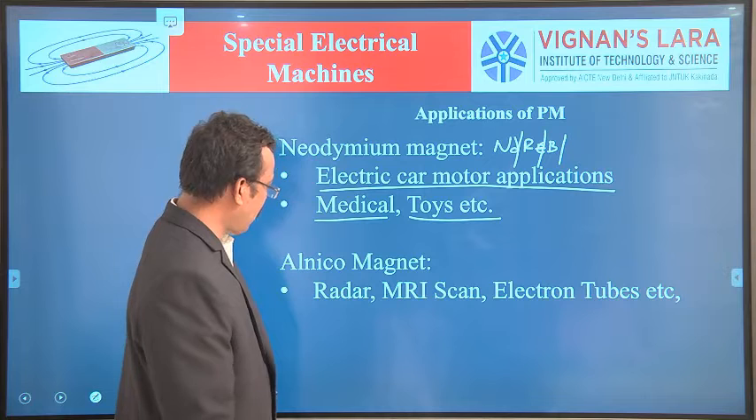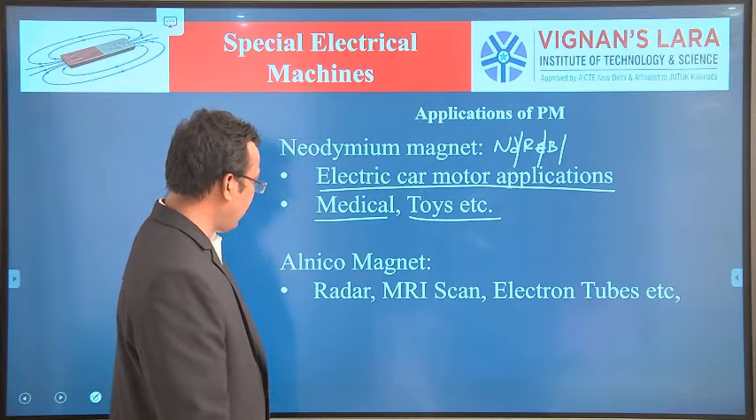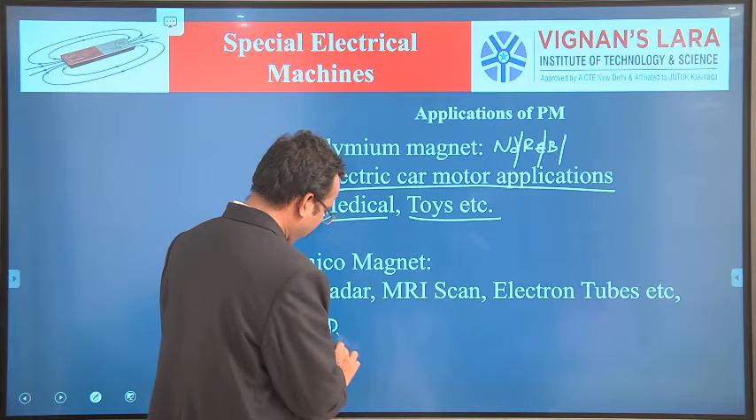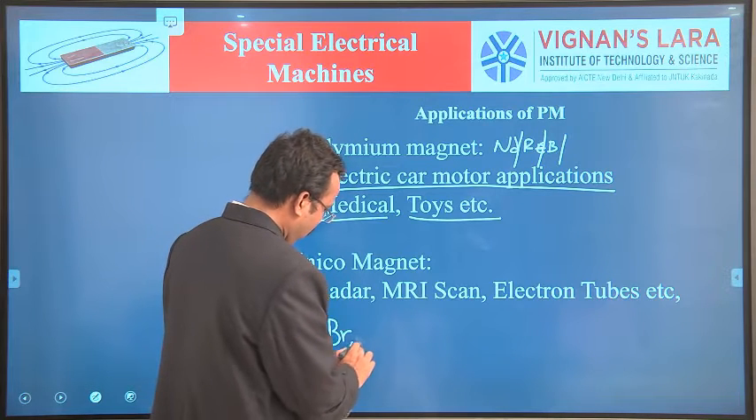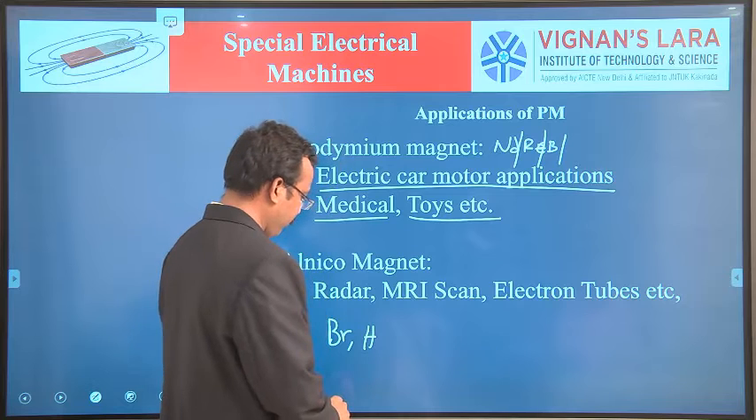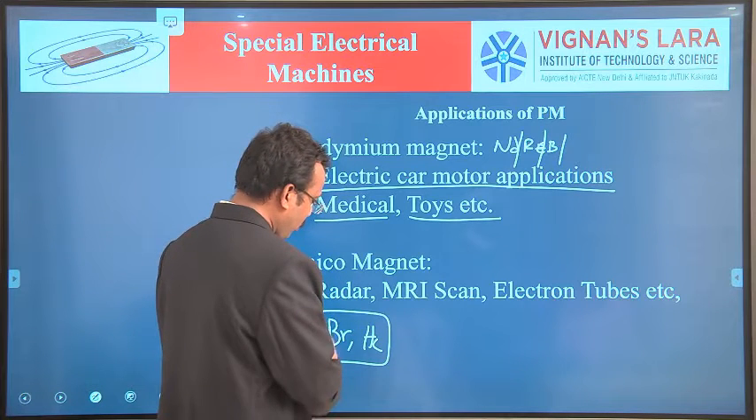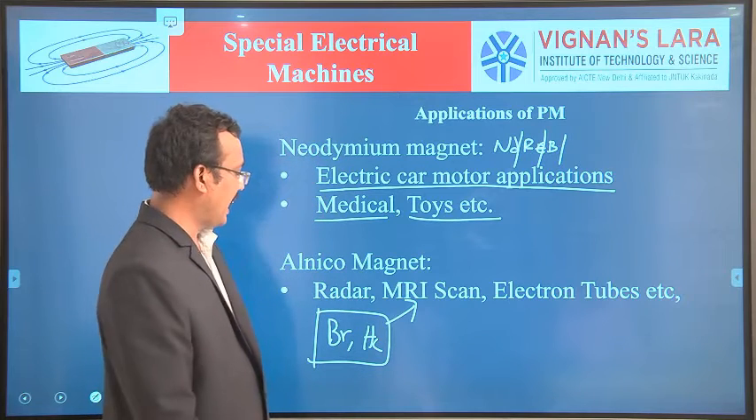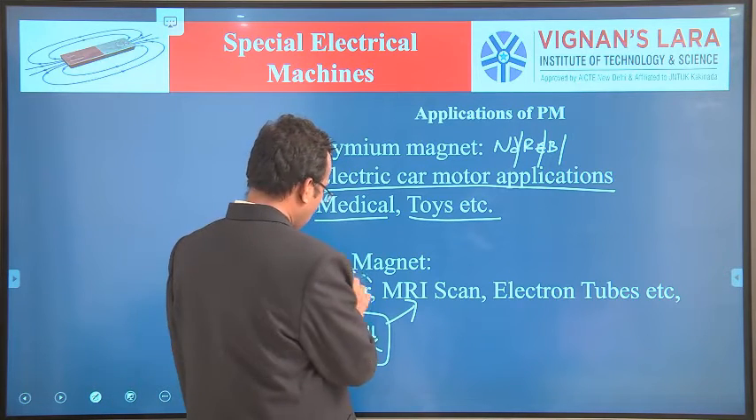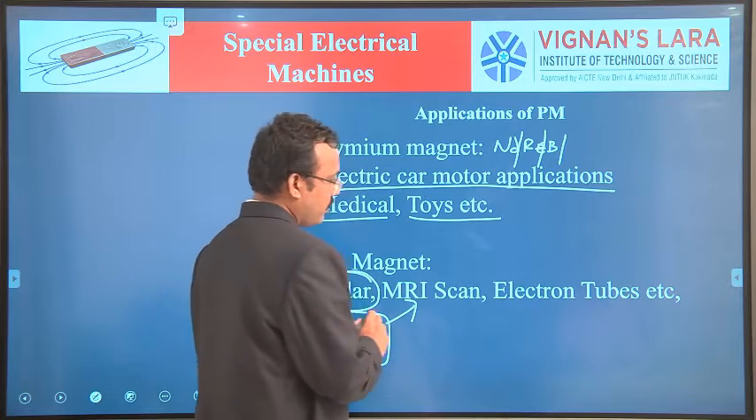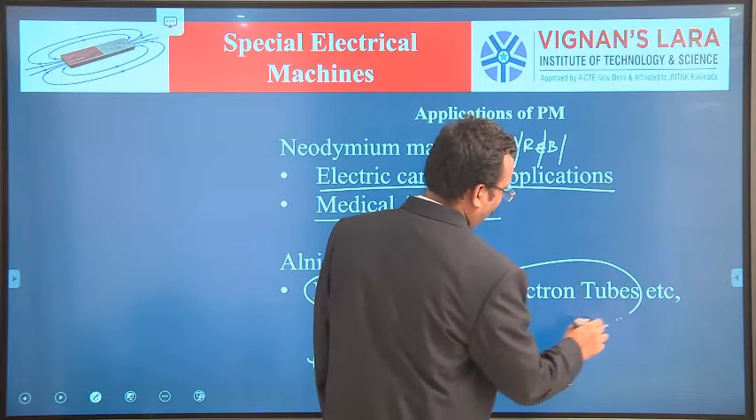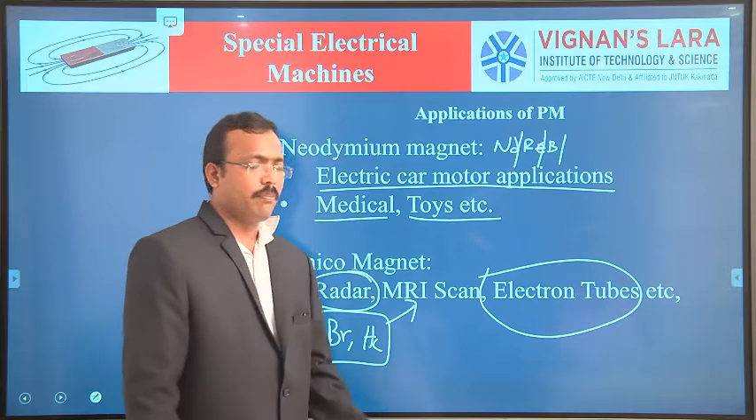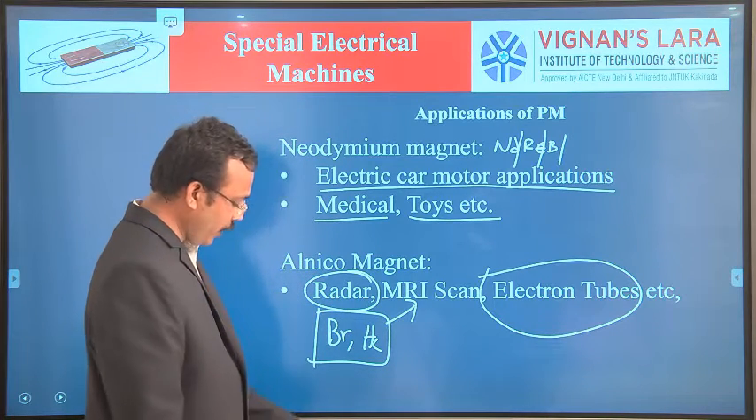Okay, so the next one is called the alnico magnet. Alnico magnets have a higher value of Br and a lower value of Hc, so they are mainly suitable for MRI scan, radar communications, and electron tubes for communication purposes, for generating frequency. All are the main applications of alnico magnets.